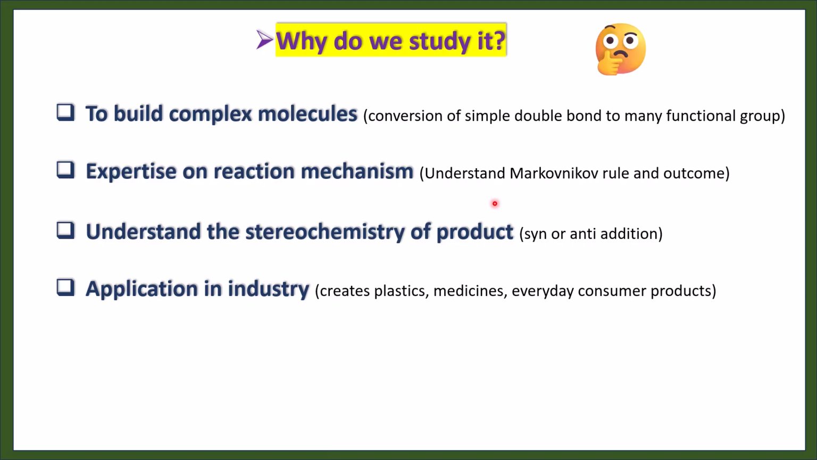We can understand in which cases the Markovnikov product will follow, and in which cases the anti-Markovnikov outcome follows. We can also understand the stereochemistry of the product, for example if the reaction happens through the cyclic halonium ion, then the anti-addition product forms. Also, different oxidations give different products.